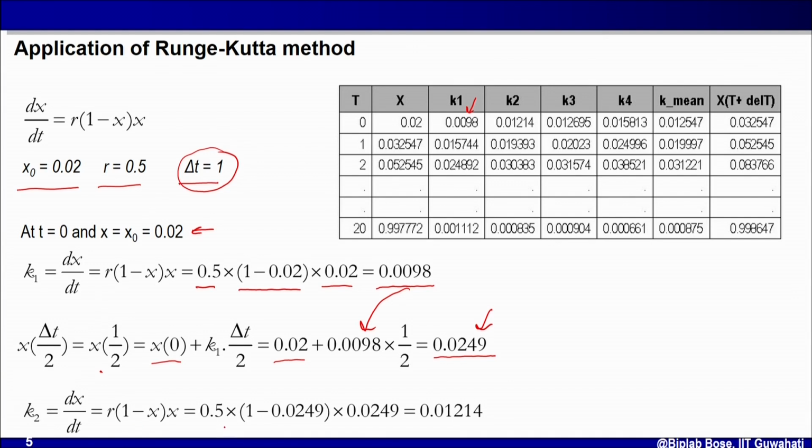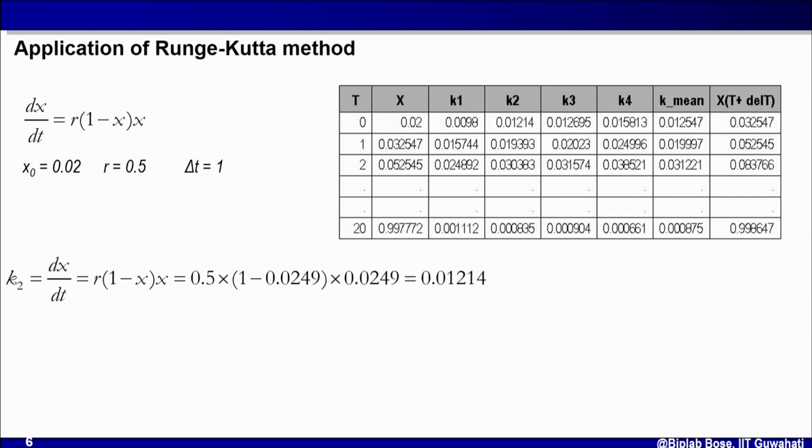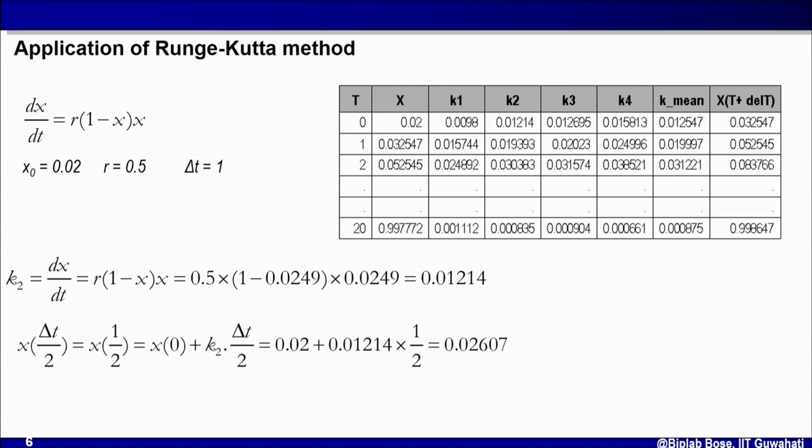So let us put the numerical value. R is 0.5, 1 minus x, x is this new value of x into, so this one, this equal to 0.01214. So I write it down here in this table. In this way, I again try to calculate k3. So to calculate k3, what I will do? Using the slope k2, I will draw a line from the position of x at t equal to 0 and extend it so that it reaches up to t by 2, delta t by 2.